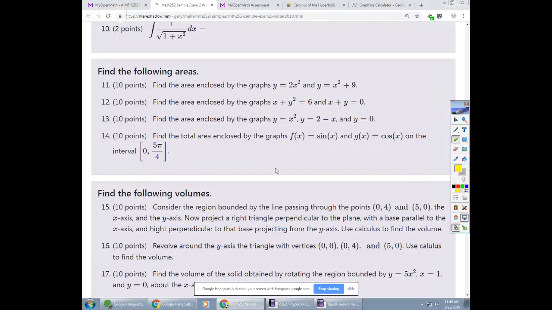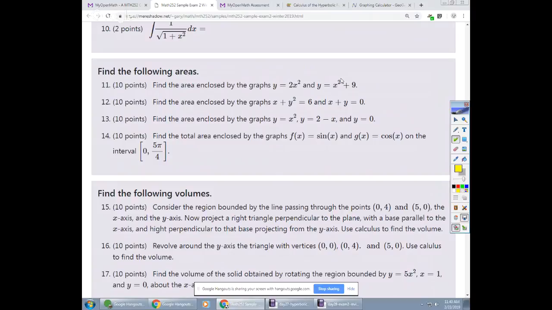I got the area between two parabolas here, area between a parabola and a line, area between a bunch of different functions. Is there one that's like a triangle? Notice this, the first three areas say enclosed area. So that means those things must define a region that's enclosed. But the last one says total area. Let's take a look at that one. How is that one different?